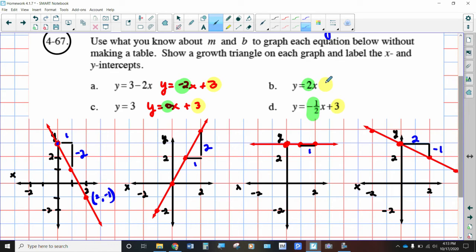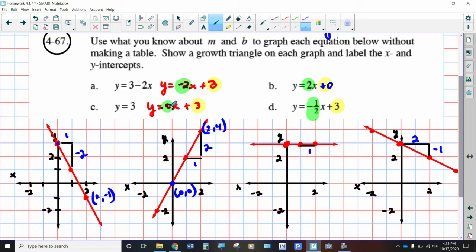Let's try B. In this case, there is no y-intercept, which means it must have been 0, right? Y equals 2x plus 0, which means our y-intercept is going to be here. And this is a proportional relationship because 0, 0 is one of the points on the graph, and the growth rate is 2. So it goes up 2, 1 to the right, up 2, 1 to the right, and so on and so forth. So this point right here would be 2, 4, which if you put 2 in for x, you get y would be equal to 2 times 2, which is 4.